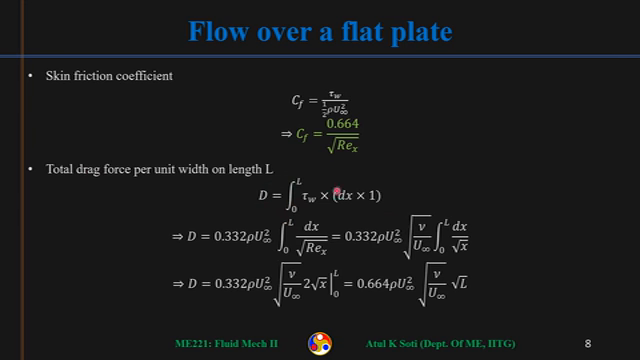Okay, the tau wall we can put here. Tau wall was this. And then the terms in Re_x can come out, and 1 upon square root of x will be left inside the integration. This is simply twice the square root of x. When you put the limits, eventually we get the value of drag as this.